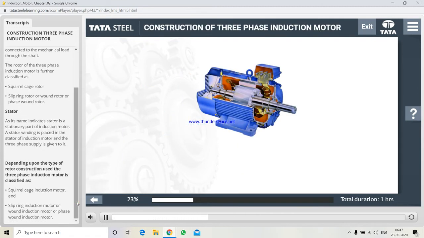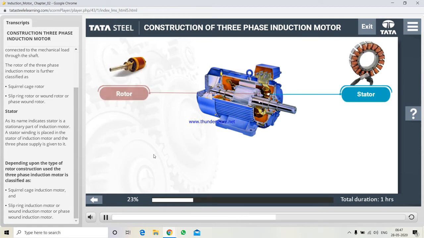A three-phase induction motor has two main parts, stator and rotor. Click each to get an overview.